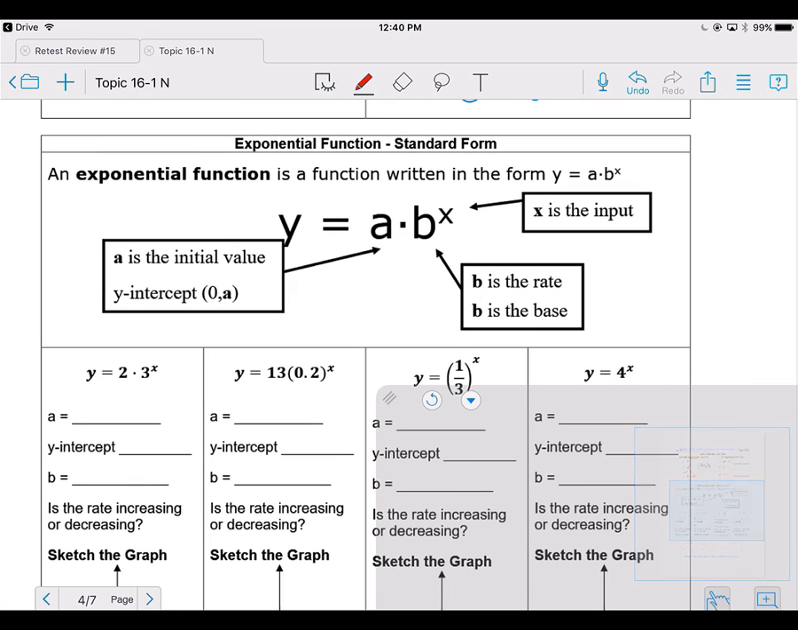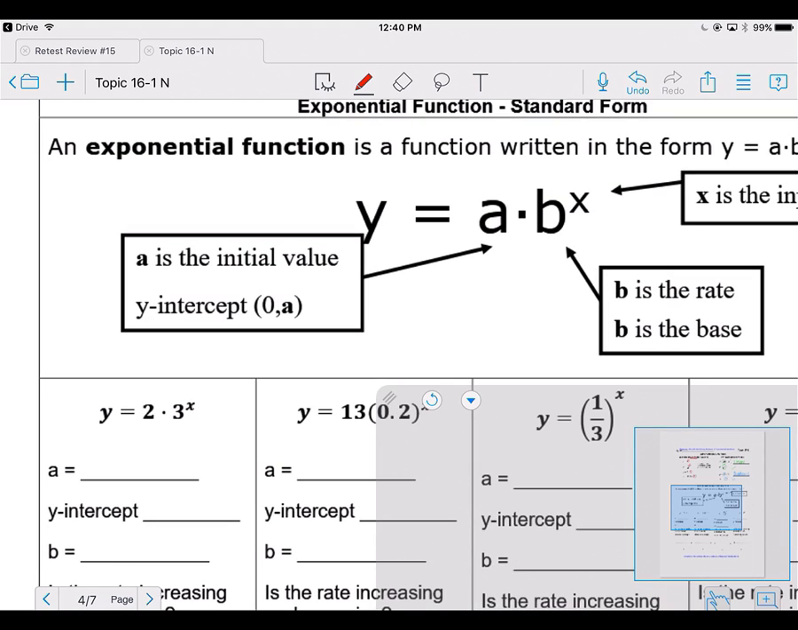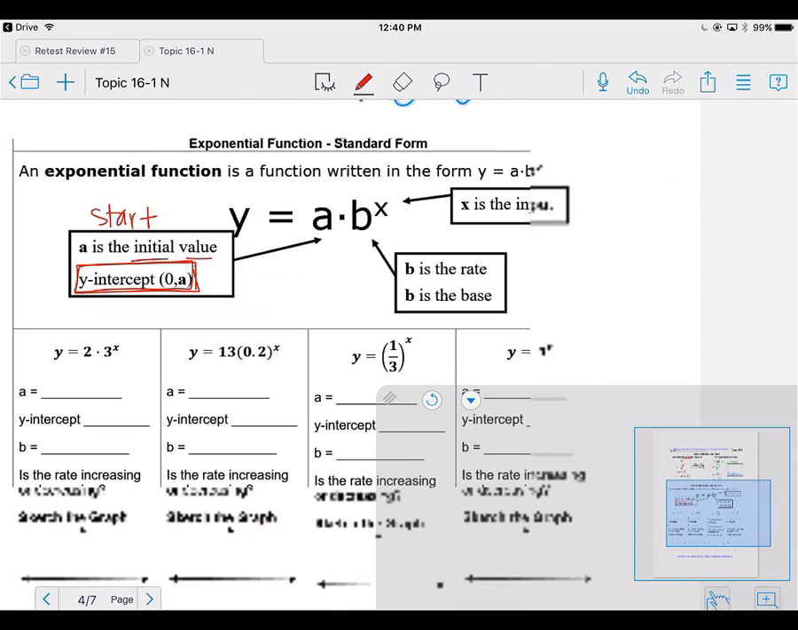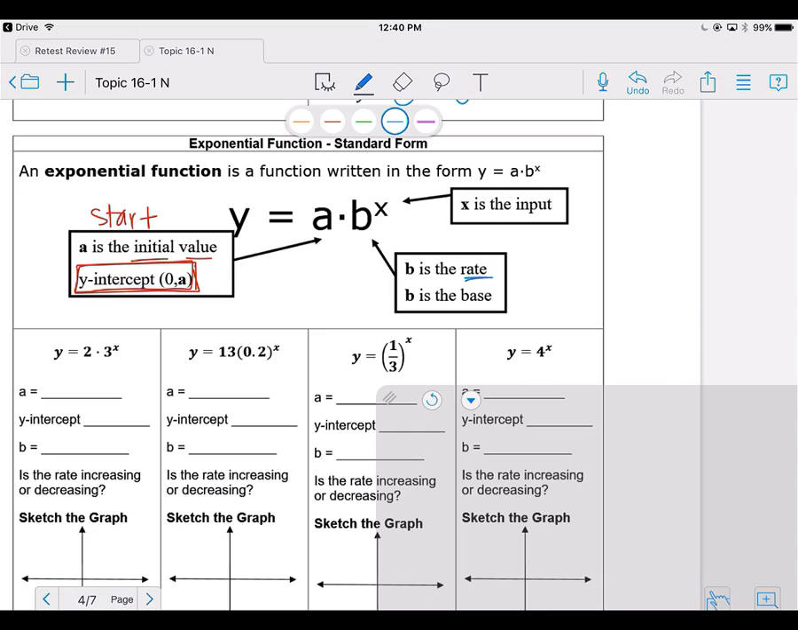So an exponential function is written in the form y equals a times b to the x. Now a, we have a change here. A is our new y-intercept. So when y equals mx plus b, b is our y-intercept, but here a is our y-intercept. A is also our initial value, so it's where we start, our starting value. So now b is the rate or the base, and x is still the input.